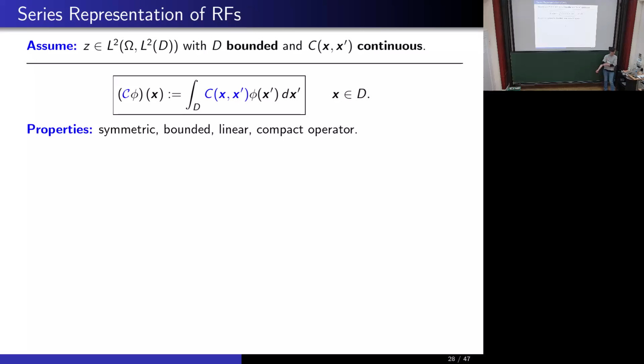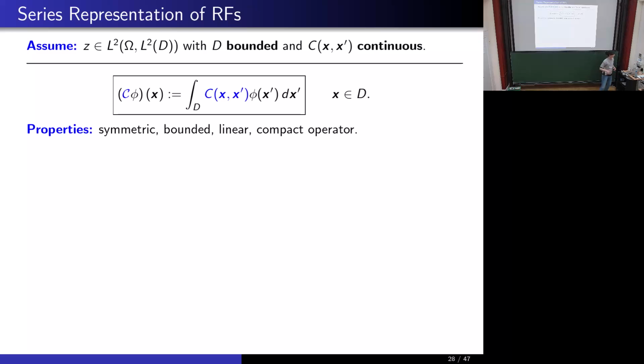So in case I forget to say this at some points, although I've probably already said this, I'm always going to assume that my domain is bounded. I'm always going to assume that the covariance function is continuous, right? And then I'm going to make this assumption, which is important for what's coming next, that the random field I want to put into my problem lives in this function space.